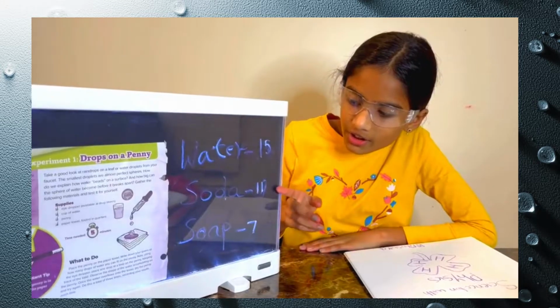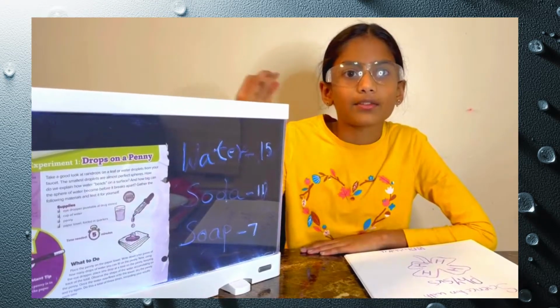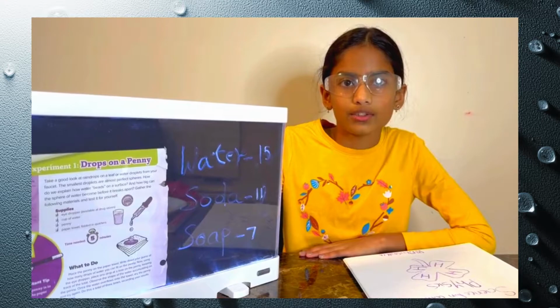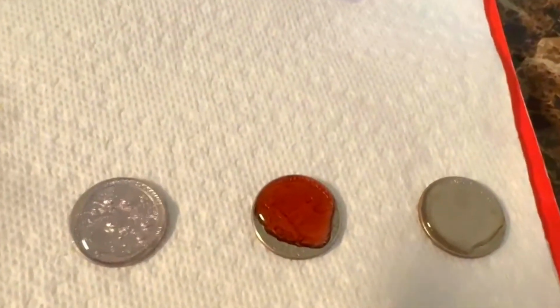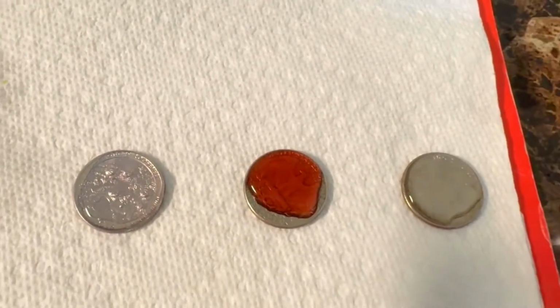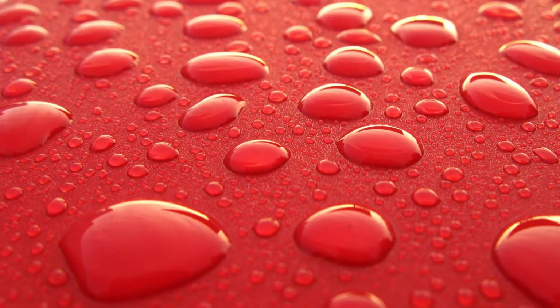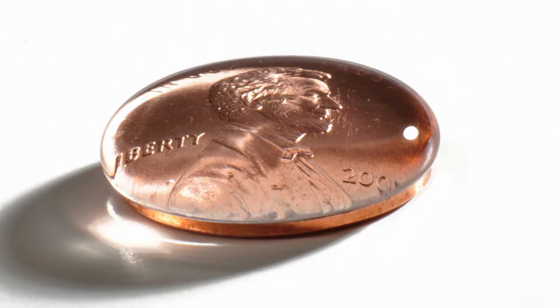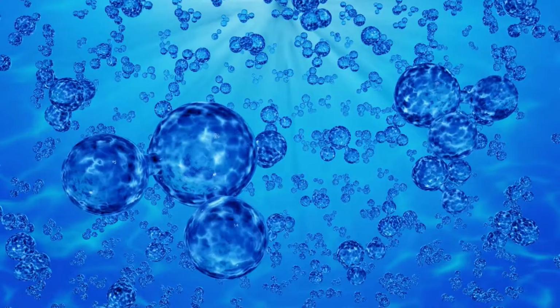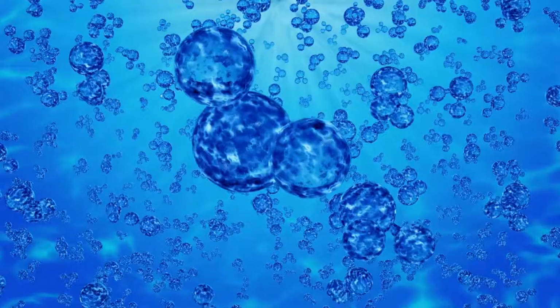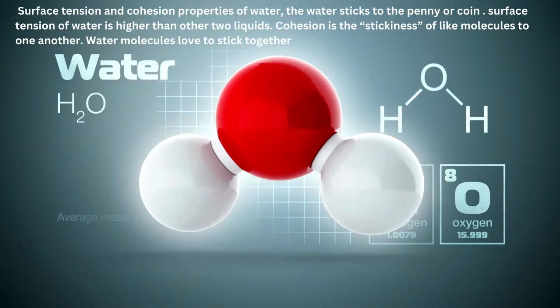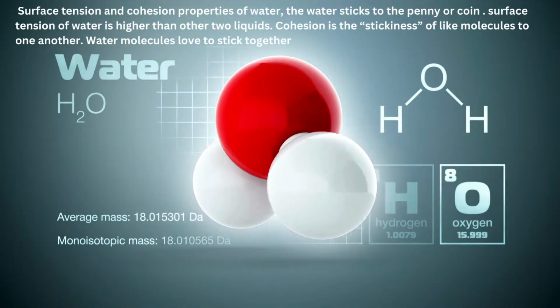The variation of the drops is different because of the elastic nature and surface tension in each liquid. Were you surprised that a lot more drops of water fit on a penny than other liquids? Also, water produces a much larger, stable round drop on top of the penny than soda or dishwasher liquid. The way water creates a rounded surface is called surface tension. Because of surface tension and cohesion properties of water, the water sticks to the penny or coin.